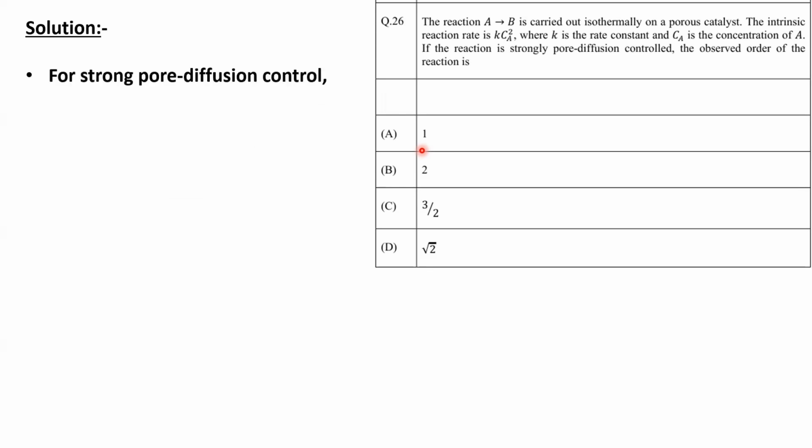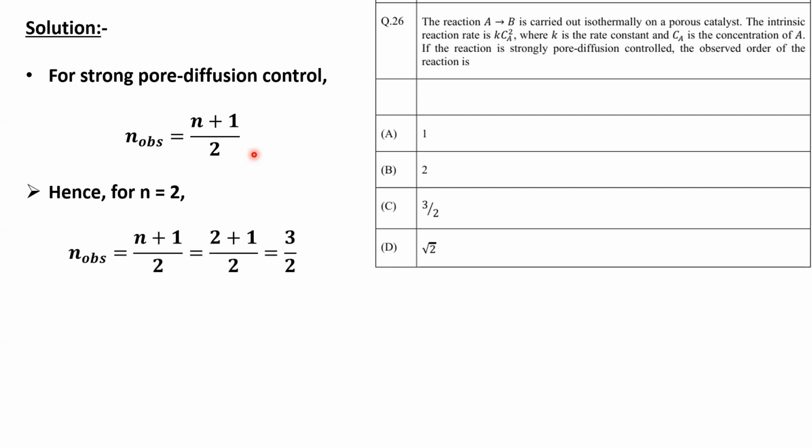When it comes to strong pore diffusion controlled reactions, there are two typical observations that are made. One pertains to the order of the reaction, where the observed order of the reaction will become (n plus 1) by 2. The other common observation is that the observed activation energy will be half of the true activation energy. In this reaction, it is given that the order is second order. So the observed order will be (n plus 1) by 2, that is (2 plus 1) by 2, which is 3 by 2. Hence the right option to this question is option C.